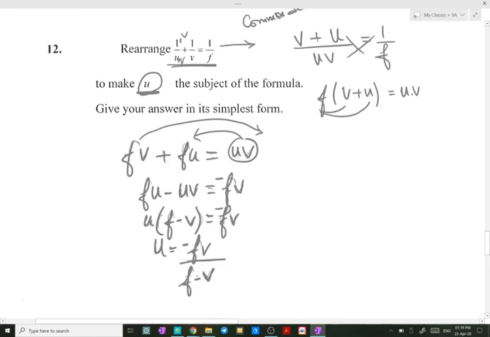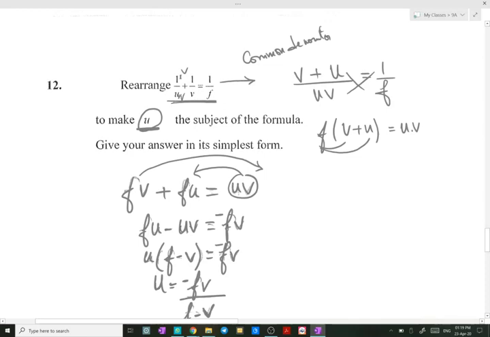So in this problem, the key thing is at the beginning or the start of it, where you need to take the common denominator and then cross multiply.